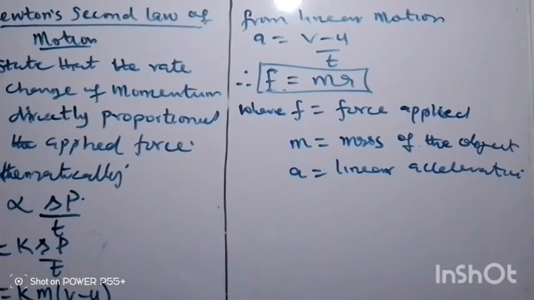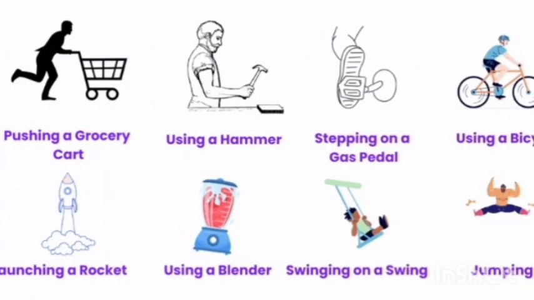Move to the further examples as shown on the screen. We are pushing a grocery cart. Pushing a grocery cart is another example, followed by launching a rocket to the sky. Another one, using a hammer to hit any hard material, is an example of Newton's second law of motion. Then, when you are using a blender at home to blend anything, you are making use of Newton's second law of motion.